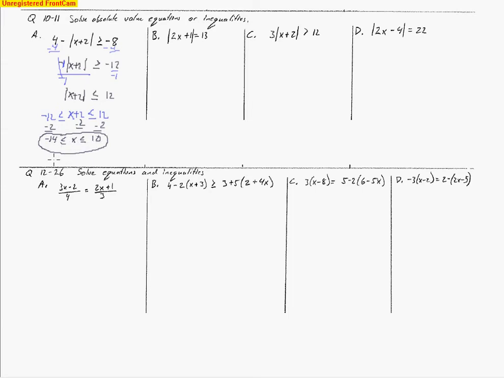Now let's say they asked us to graph this. This ends up being a conjunction. So we got negative 14 off to the left, positive 10 over here. So the values of x are less than or equal to 10, so solid circle, and greater than or equal to negative 14. So they're all the numbers in between.